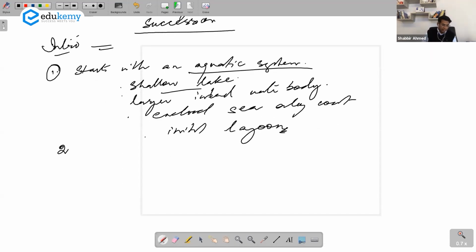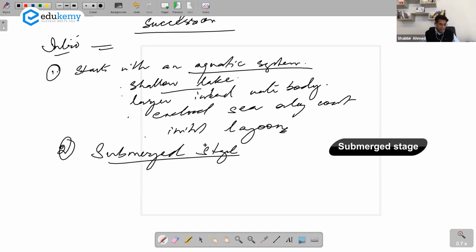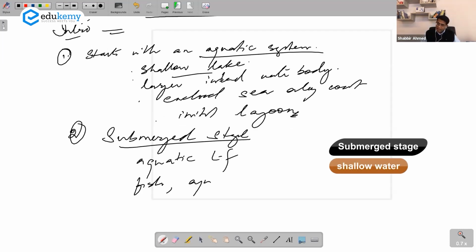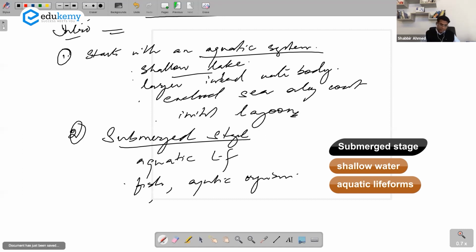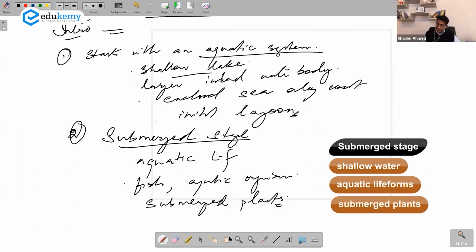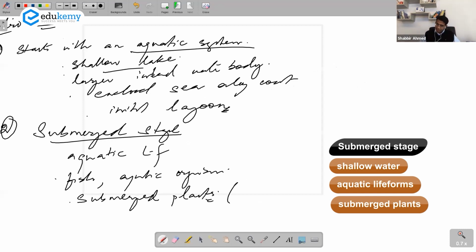इसके बाद क्या होता है? There is a submerged stage. In the submerged stage, there are aquatic life forms. So mainly fishes, aquatic organisms. It could be submerged plants. One example you can know is Utricularia. No, lotus is not submerged. Lotus बाहर आ जाता है. Okay, submerged में क्या होगा?